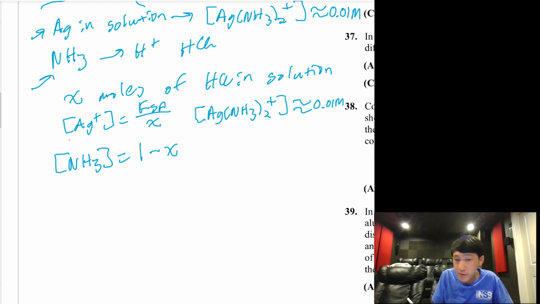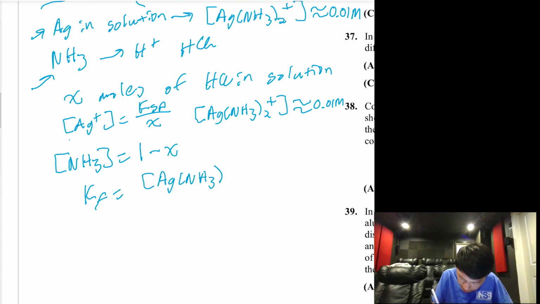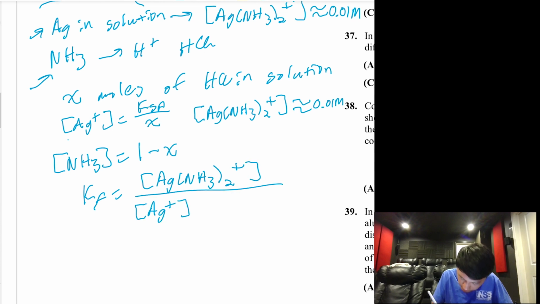Now you can just plug everything into the equation for the formation constant of the complex. So we know Kf is equal to the concentration of silver NH3 2 plus divided by the concentration of silver plus and NH3 squared.